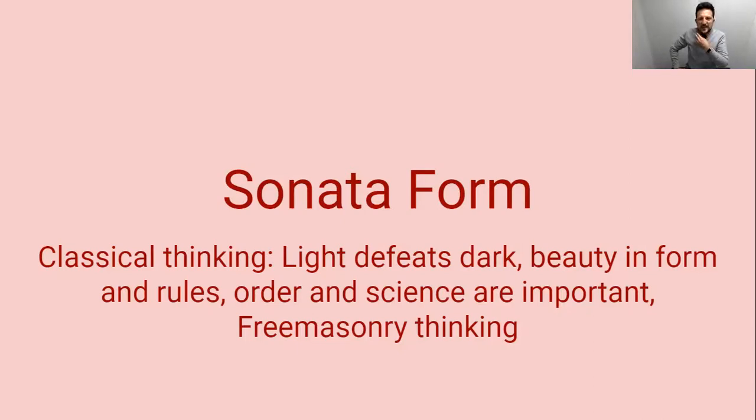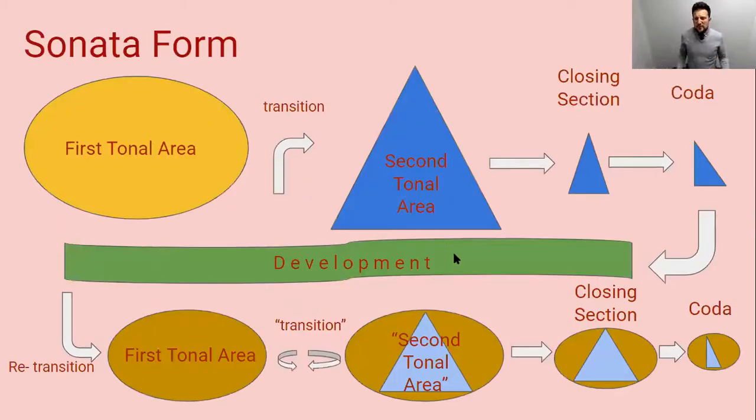A lot of people think that classical music is anything an orchestra plays, but the reality is the classical zone is very short. There's this idea of Freemasons and Freemasonry thinking where light defeats dark, and that there is beauty in form and in the science of rules. So order and science are important in this time, which makes sense that sonata form would take this over.